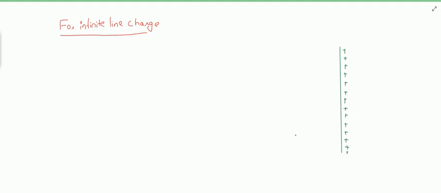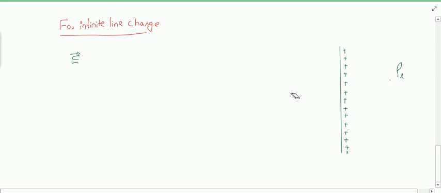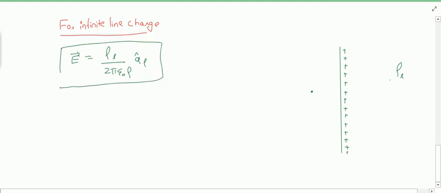Now let us see if we apply Gauss law for an infinite line charge. Here is my infinite line charge having line charge density, suppose rho L, and we know the electric field intensity at a point here is given by rho L by 2 pi epsilon naught rho a rho cap. You already know this. Let us see if we can find the same result using Gauss law also.